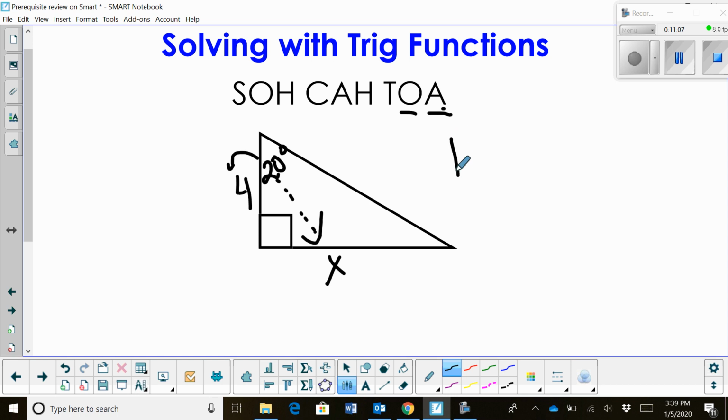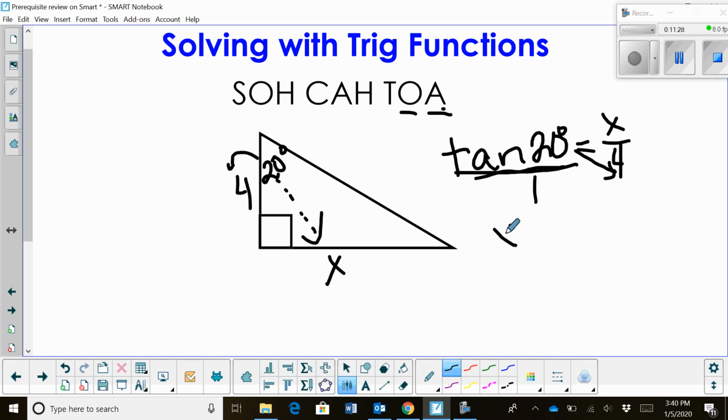So you're going to set this up as tangent of the angle. In this case, the angle of reference is 20 degrees, and it's equal to my opposite, which is x, over my adjacent, which is 4. And again, you're going to grab your calculator, type in the tangent of 20, and multiply it by 4 because we're going to do a cross product. And x is equal to tangent of 20. Find that answer by hitting enter, and then take that answer times 4. So grab your calculator and do that one.